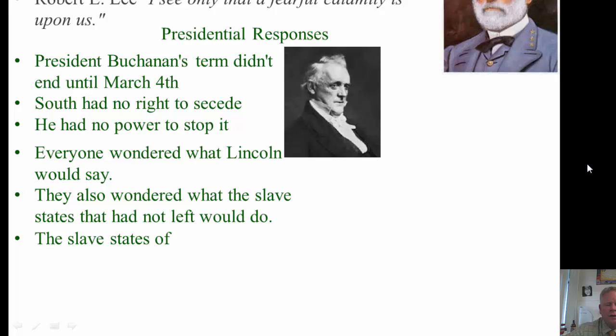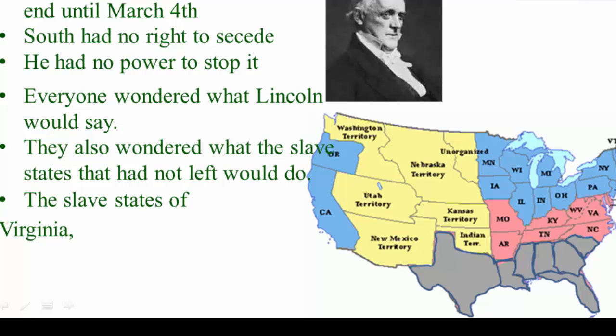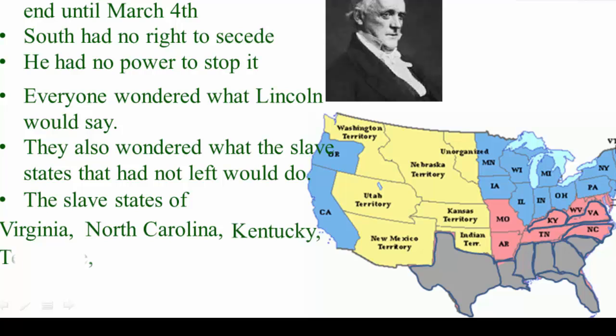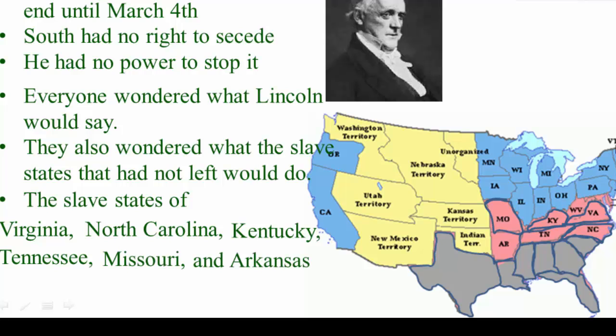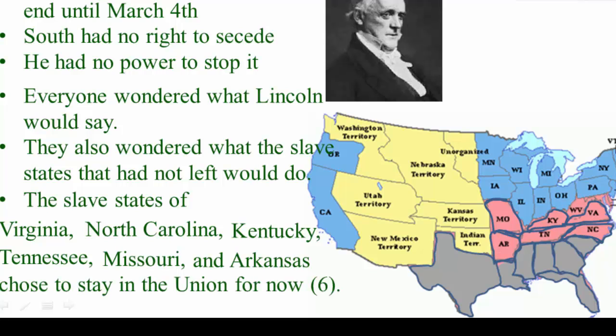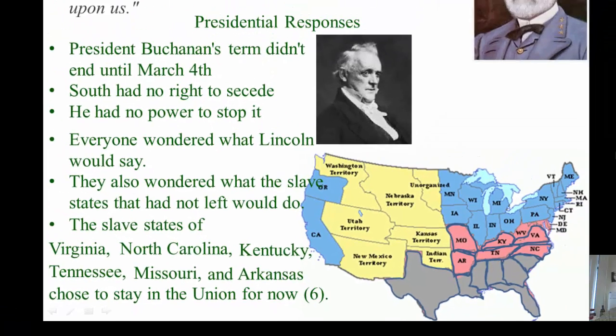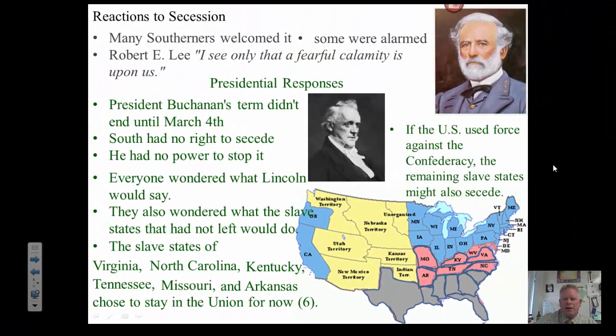So the slave states of Virginia, North Carolina, Kentucky, Tennessee, Missouri, and Arkansas chose to stay in the Union for now. So there were six slave states that didn't secede right away. Now, if the United States used force against the Confederacy, then these remaining slave states might also secede. So it was kind of a delicate situation.